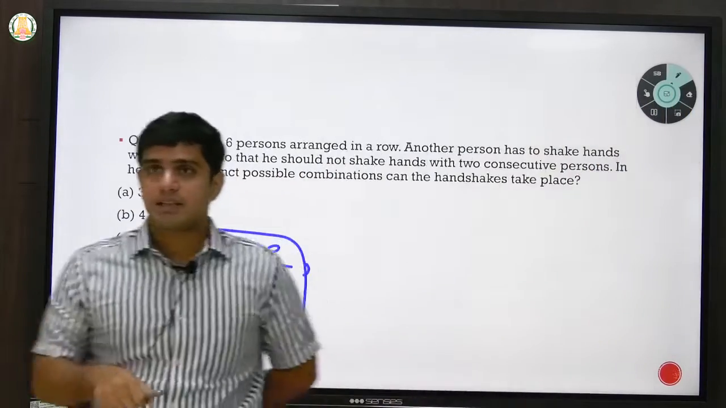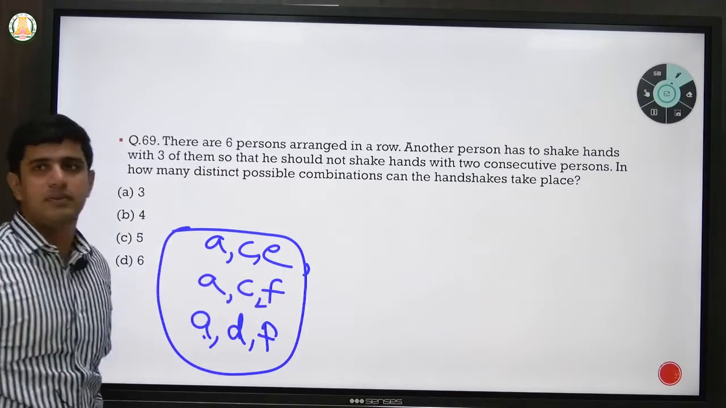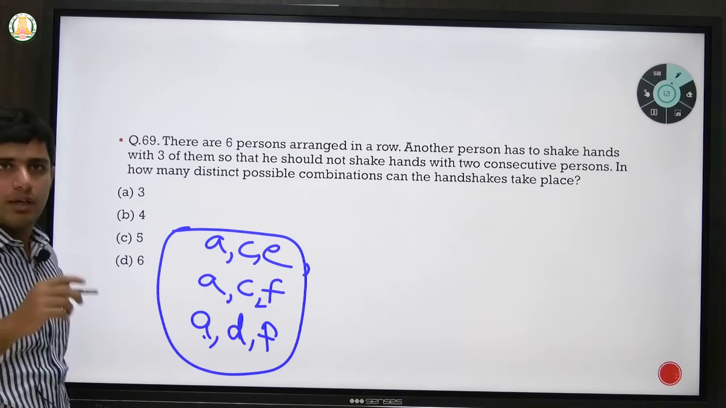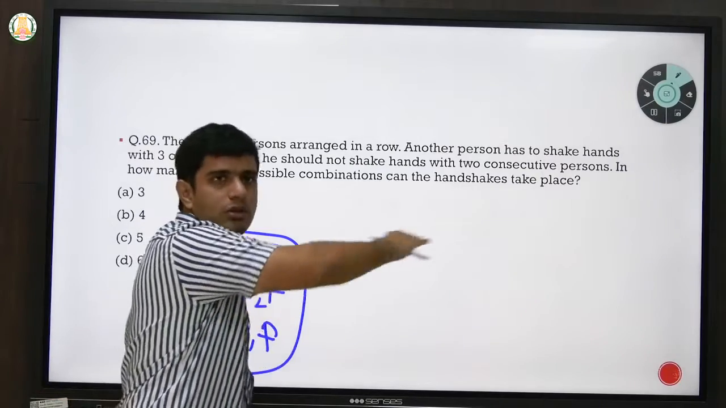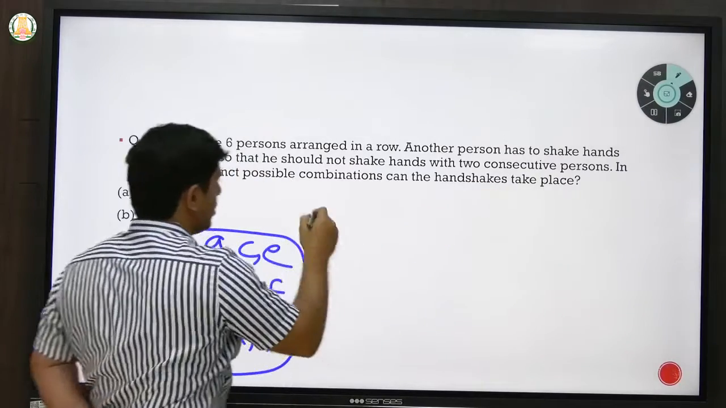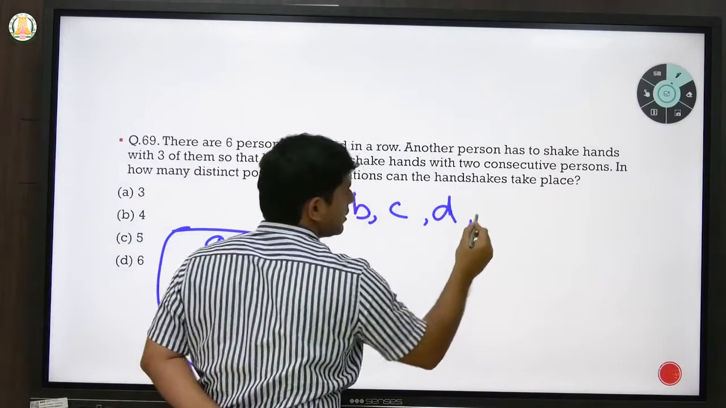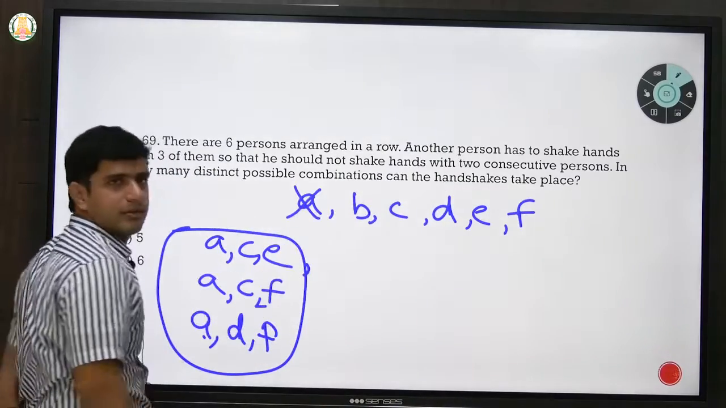Now I have done an error which he pointed out. So I told that only ACE and ACF is enough, we'll go to the next letter. But if you see ADF is also possible. So in order to not make such mistakes in the exam, it is better if you can go logically in ascending order. Now again you write the order A, B, C, D, E, F. Now we have exhausted everything with respect to A, right?